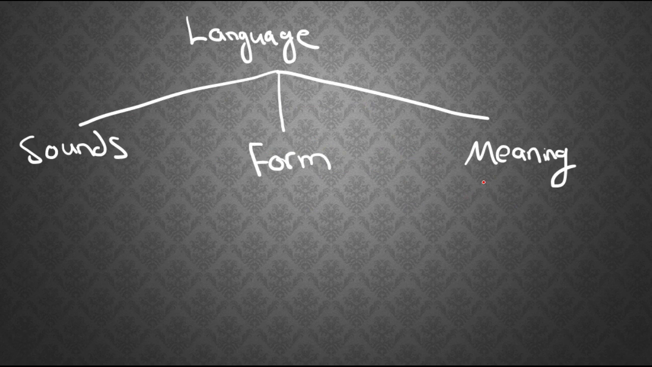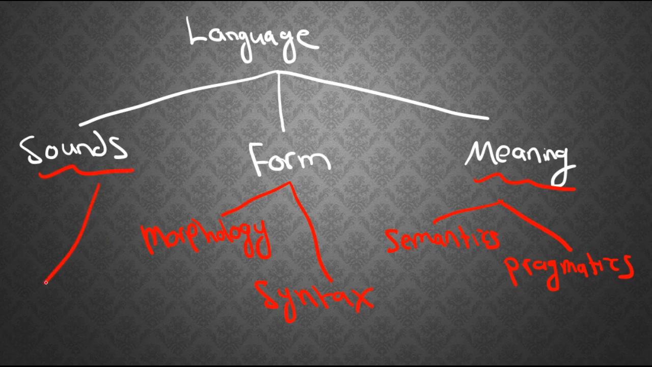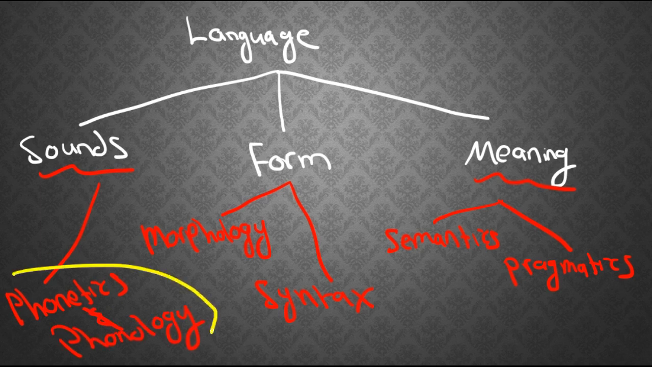So the branches of linguistics that study meaning are semantics and pragmatics. The branches of linguistics that study form, well, the word form is called morphology, and sentence structure is studied by the field of syntax. Sounds are studied by the two fields of phonetics and phonology, which of course is our topic for this class.